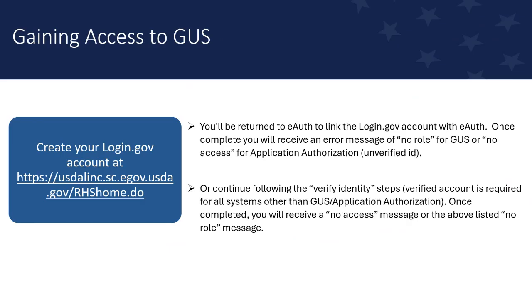So if you are unable to verify your identity on the Login.gov portal, you will be guided to do an in-person verification either at the post office or a local registration authority or LRA service center. Once the accounts are set up and linked, if you had an e-authentication account, you will receive an error message that you either have no roles in GUS or that you have no access.